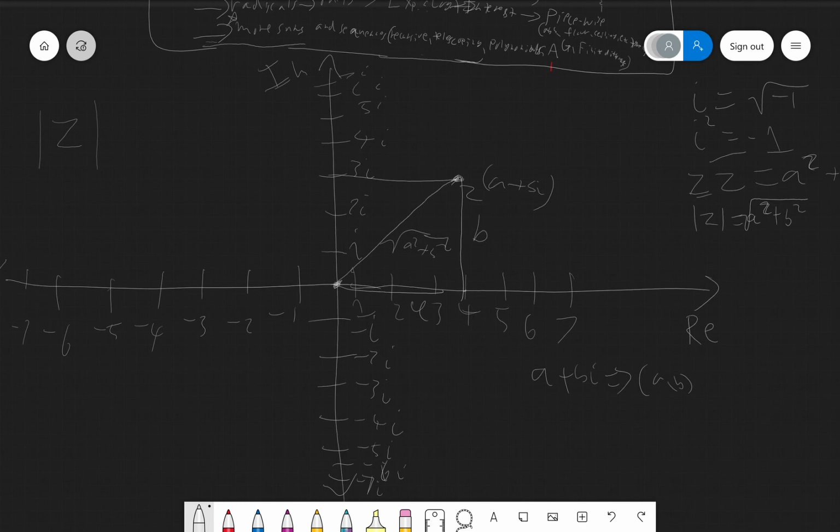So now if we wanted to graph a circle, instead of the distance from the center to that point, we're going to find this.